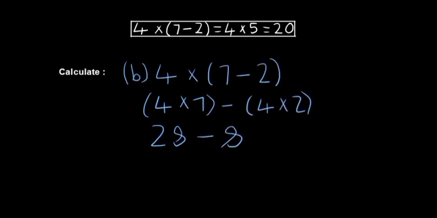And lastly, we'll subtract 8 from 28 to get 20. And this is the final answer. So it's the same as this one here. So this means the distributive property of multiplication is distributive over subtraction.